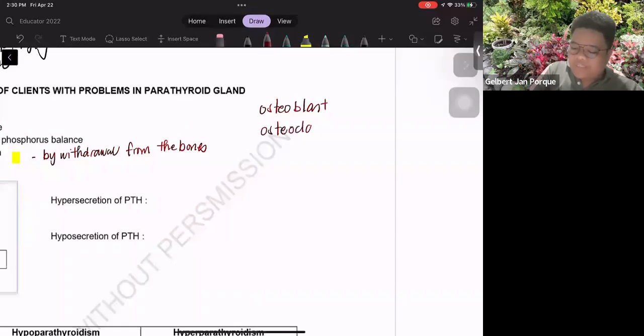Class, between the two cells that I have mentioned, what is in charge of bone breakdown? That would be your osteoclast. Okay, class, so your osteoclast is in charge of bone breakdown.